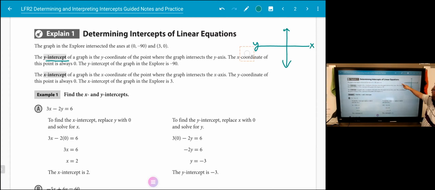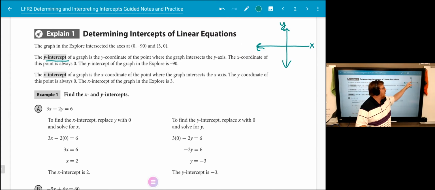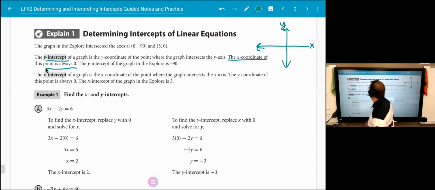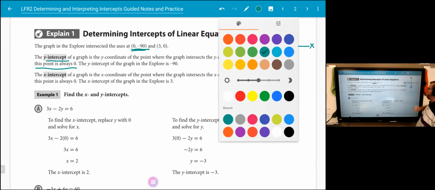We got our y-axis there, right? So the x-coordinate along this axis, it's not moving left and right, or x. So not moving left or right, right on that y-axis, that means x is 0. So if you're trying to find a y-intercept, the x-coordinate is always 0.